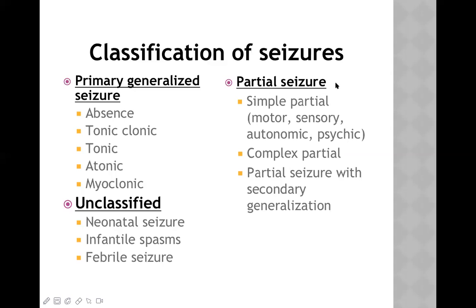Now let's go to the partial seizure. Partial seizure means some part of the body is affected, not the whole body, like simple partial seizure, complex partial seizure, and partial seizure with secondary generalization. Three important types.